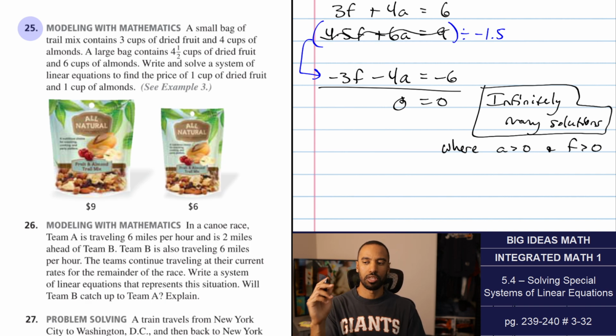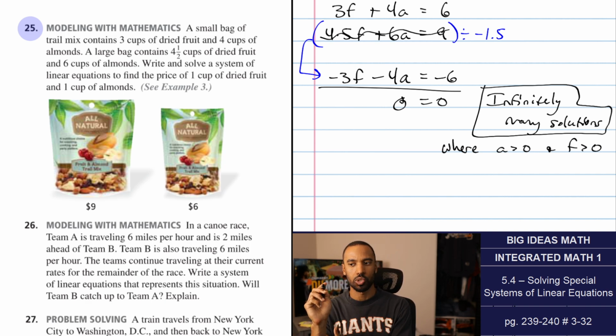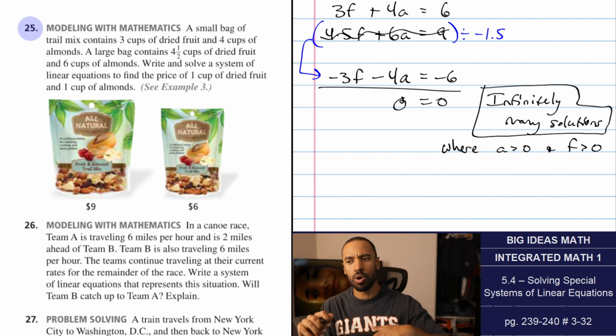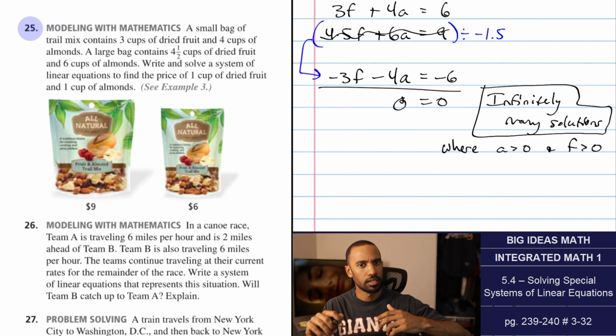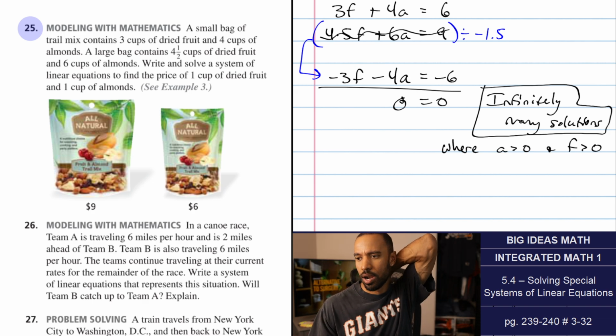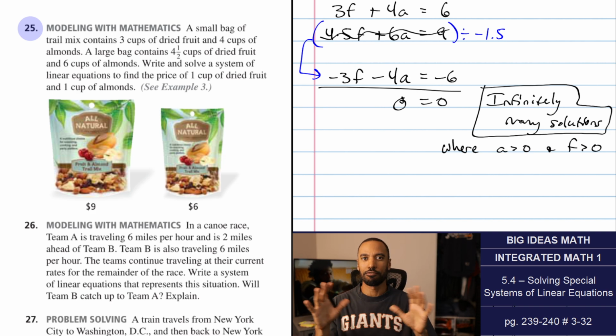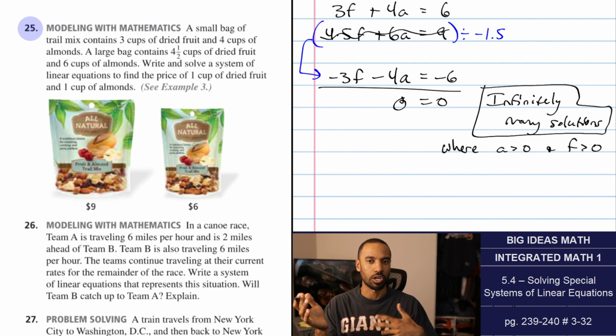I assume the dried fruit and the almonds do cost some sort of money. This doesn't mean all real numbers, though, right? It doesn't mean, oh, I could do almonds. Wait, what was A? Almonds. Oh, almonds are $20 per cup and dried fruit is 50 cents per cup. No, it needs to fit on whatever line this is as a graph. And not that I am graphing it specifically, but those things will have to be the case.